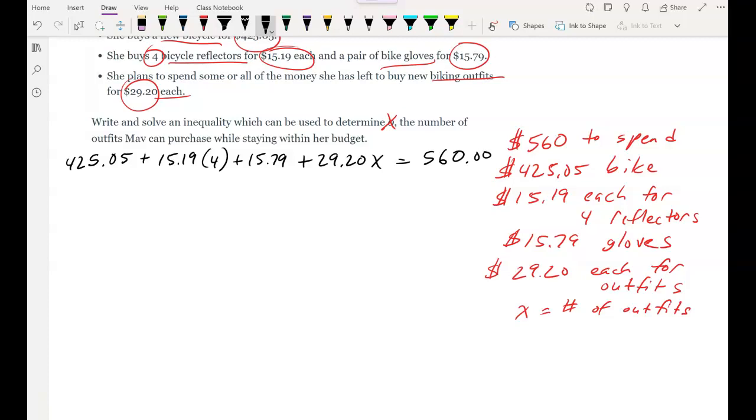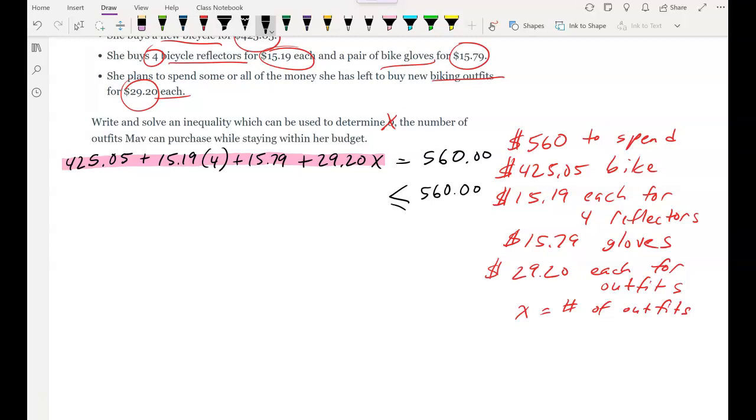The thing we have to look at here is all this stuff that's going to get spent. Is that going to be more than or less than $560? Can she spend more than $560? No, because that's all she's got. So this side has to be less than the $560. Can she spend exactly $560? Of course, because that's how much money she has. And that's what she's going to try to do.